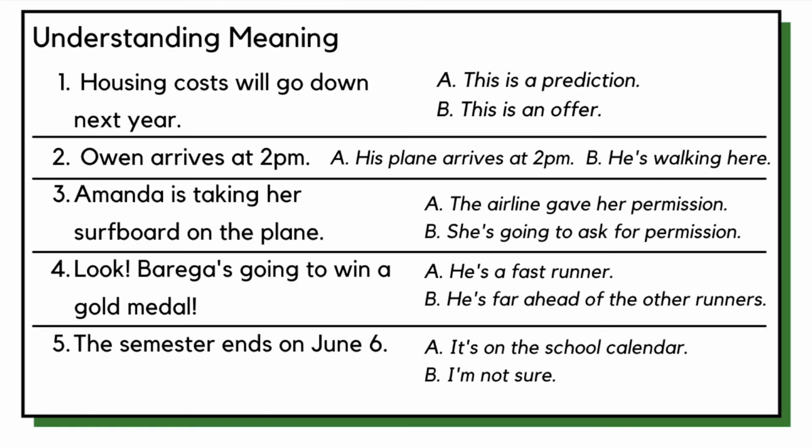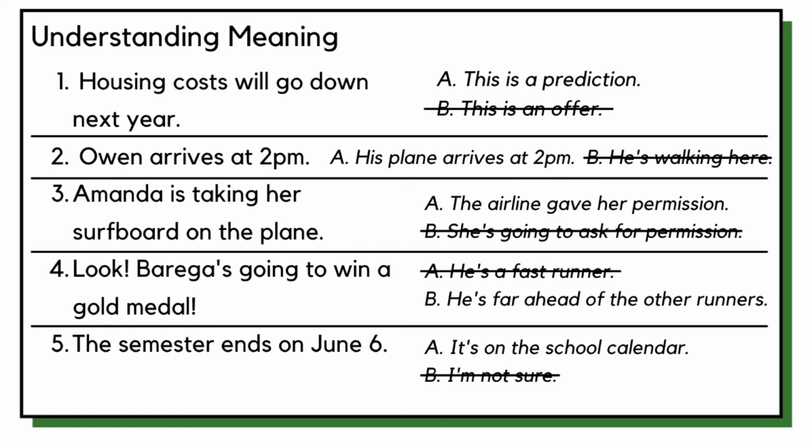For these exercises, match the sentences with their meaning or the reason why they use that tense on the right. Pause this video as you do your work. Let's take a look at these together. When we say housing costs will go down next year, this is a prediction. For number 2, when we say Owen arrives at 2 p.m., this means his plane arrives at 2 p.m. Number 3 says, Amanda is taking her surfboard on the plane. We know the airline gave her permission.